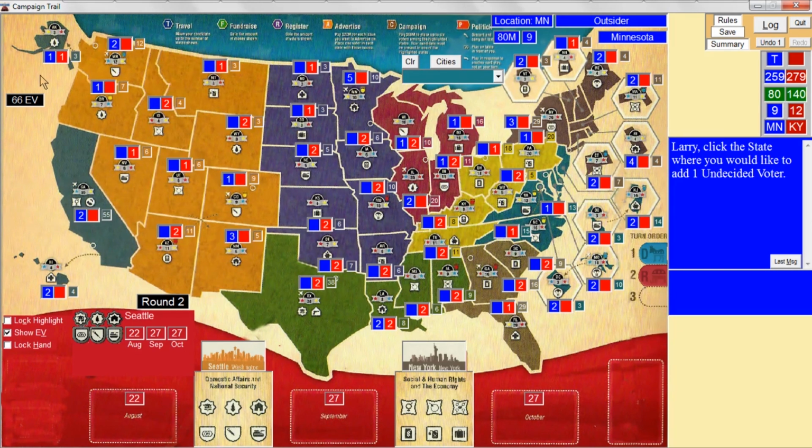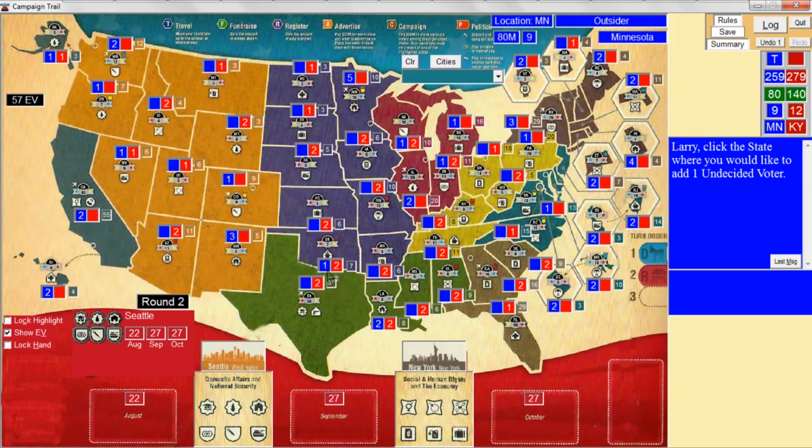In the West, let's place a voter in Nevada. In the Great Plains, here I am pretty much down in most of these states. It looks like I'm pretty weak in the Great Plains, other than in my home state of Minnesota. Maybe Minnesota wasn't a good choice for my home state. I probably should have given that more thought. Looks like Oklahoma has 7 electoral votes. Let's put 1 in Oklahoma.